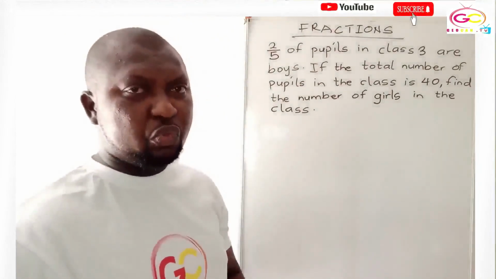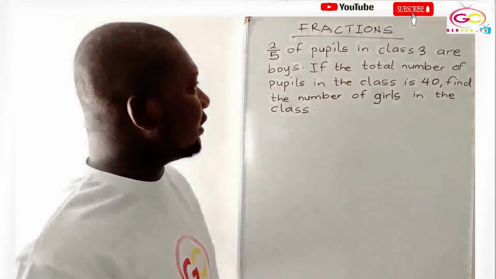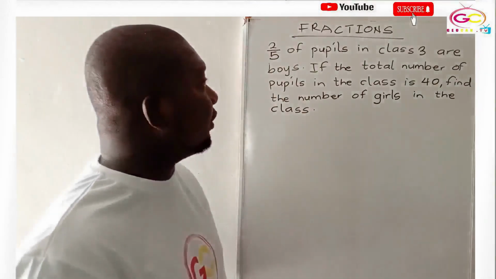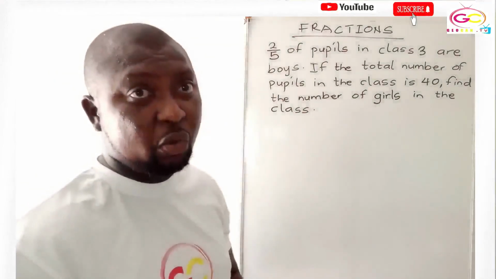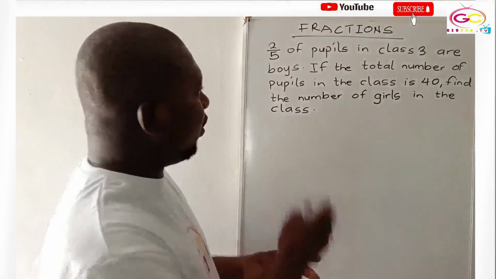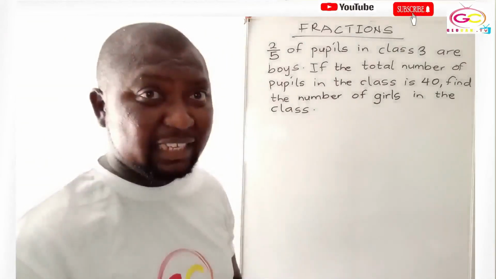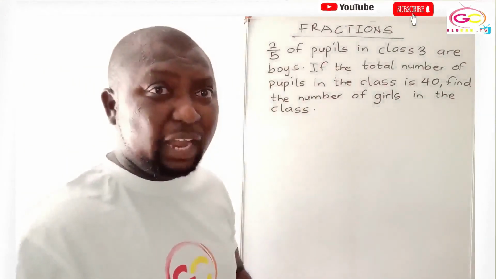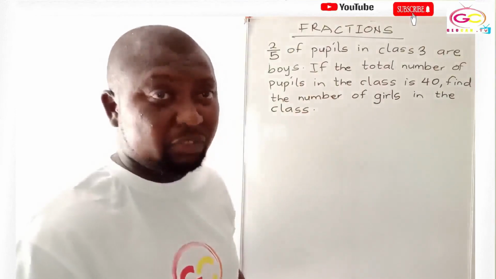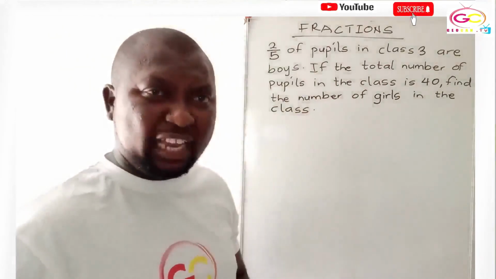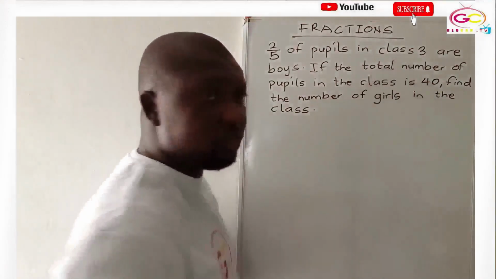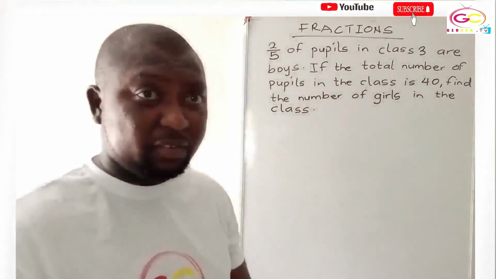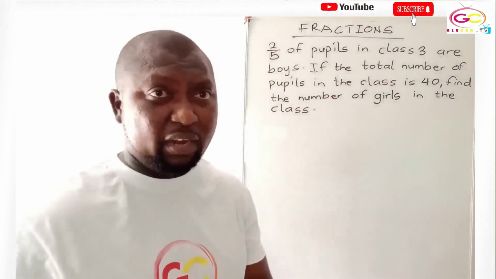We are going to use 2 methods in tackling this question. Why am I saying so? Now, looking at the question, 2 over 5 of the pupils in the class are boys. So we know the fraction which are boys, right? Good. And we also know that the total number of pupils in the class is 40. So now we can use that to calculate the actual number of boys in the class, right? Good. And when we get that, we can subtract the answer from the total number of pupils in the class, which is 40. Then we can get the number of girls in the class. I believe you got that one.